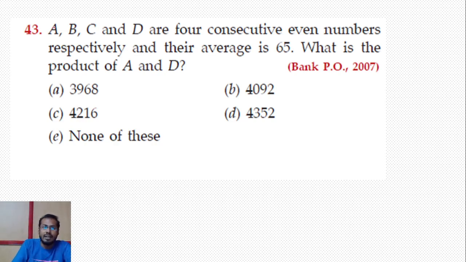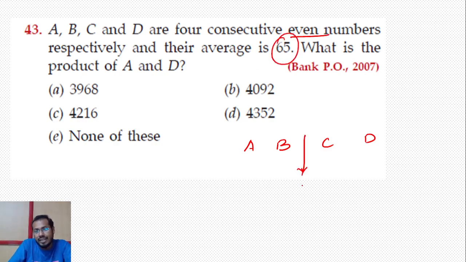Next question. A, B, C, D are 4 consecutive even numbers respectively and their average is 65. Again, there are 4 numbers A, B, C and D. These are consecutive even numbers. The average is 65, so 65 is the middle number. So this is the average 65. Which is C? 66, and this will be 68, because the numbers given are even numbers. Then 64 here and 62 here.